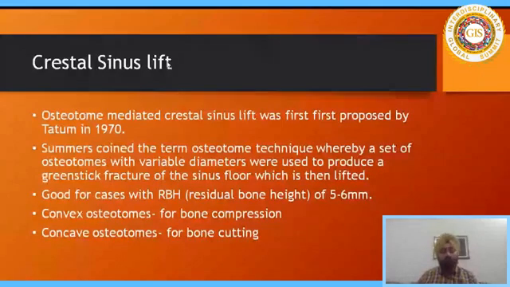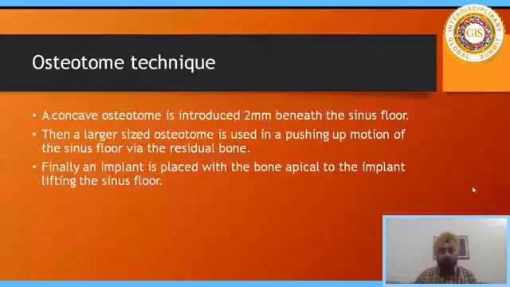We use two types of osteotomes. One is convex and one is concave. Convex osteotomes help with bone compression, while the concave osteotomes have a cutting edge at the periphery for bone cutting. The concave osteotome is introduced 2 mm beneath the sinus floor. Then a large-sized osteotome is used in a pushing up motion of the sinus floor via the residual bone. Finally, an implant is placed with the bone apical to the implant. It lifts the sinus floor.